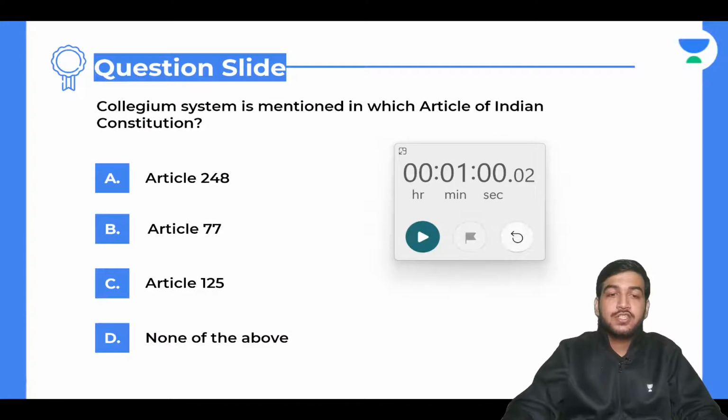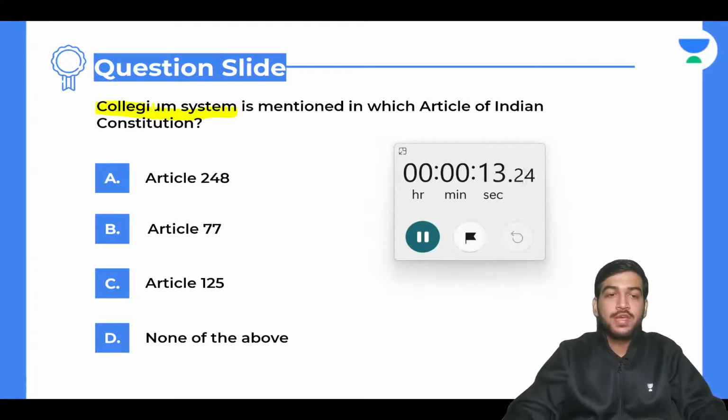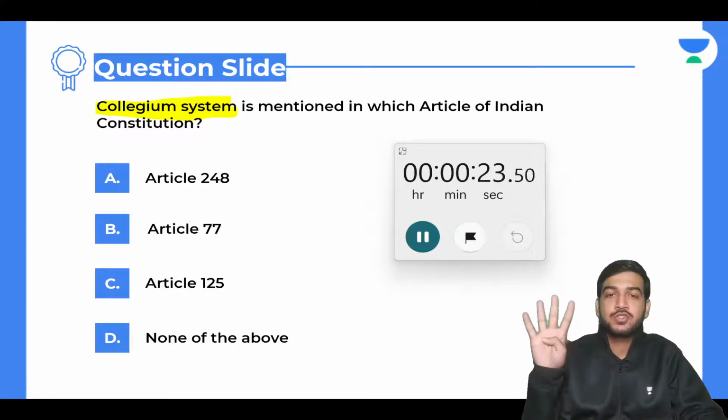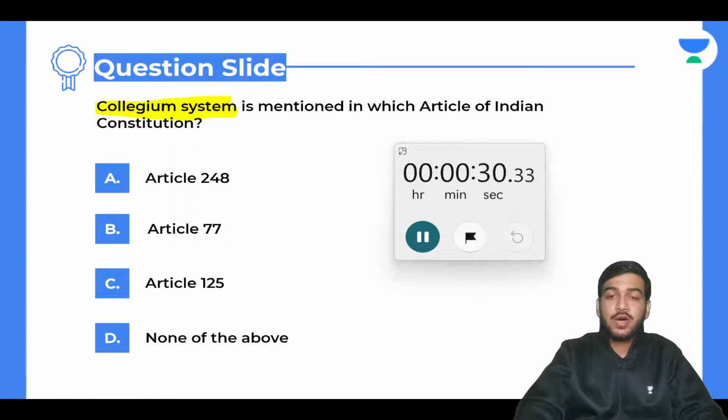Then next, collegium system is mentioned in which article of the Indian Constitution? भारत के अंदर the appointment of judges to the Supreme Court and High Court is done through the collegium system. Which article of the Indian Constitution deals with the collegium system? Collegium का कौन कौन member होता है? The Chief Justice along with 4 senior most judges of the Supreme Court. Now, which article points out that the collegium will be the one who will decide upon the appointment of judges to Supreme Court and High Court? Is it A Article 248, B Article 77, C Article 125, or D none of the above?